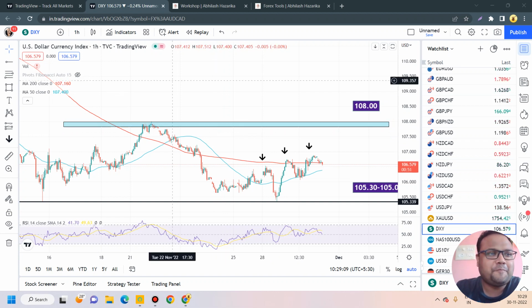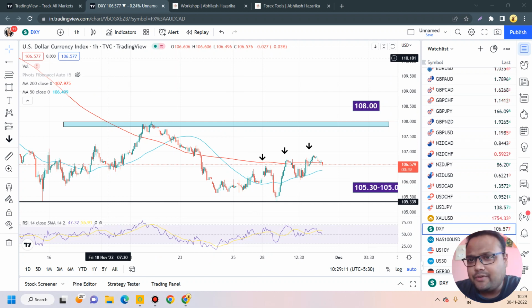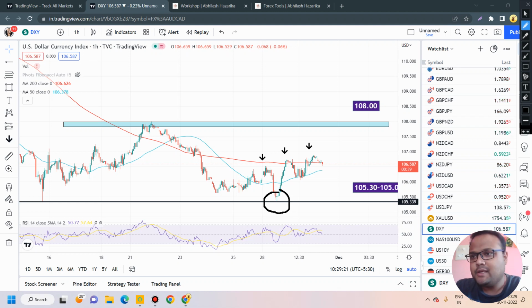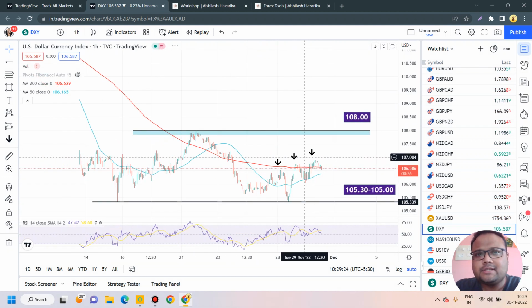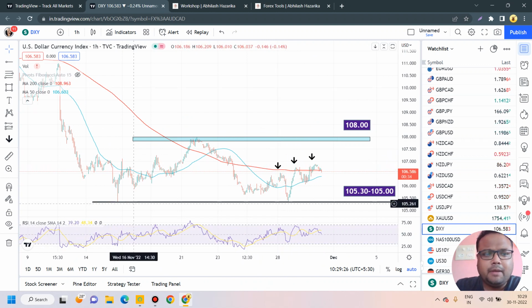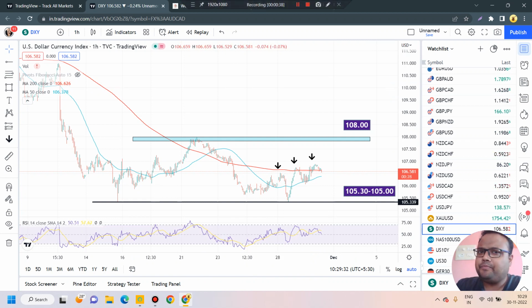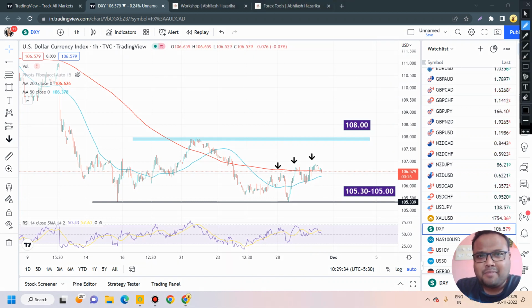So let's get started. This is a 1 hour chart of DXY, the US dollar currency index, and as we can see, DXY is trying to recover after hitting the support of 105.30. 105.30, 105 will still play a big role as support, but keep in mind the market has already tested the 105.30 level twice. So next time there's a high chance that the market will try to cross the 105 level and take support somewhere around 105 or 105.90 and go up again.